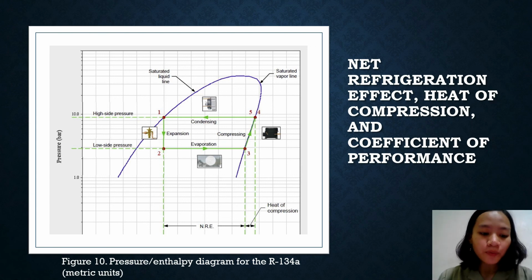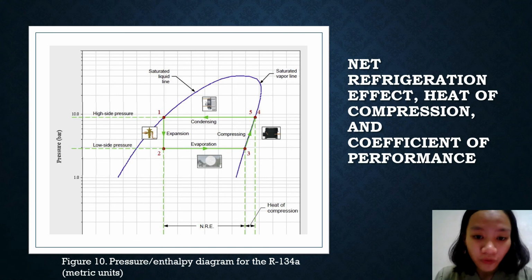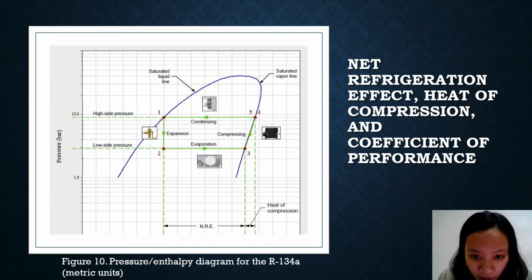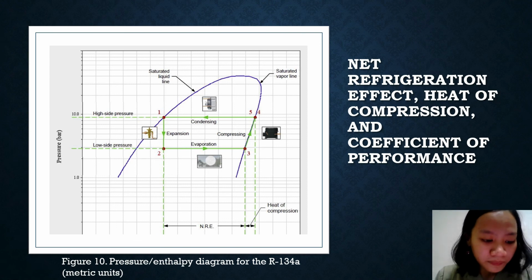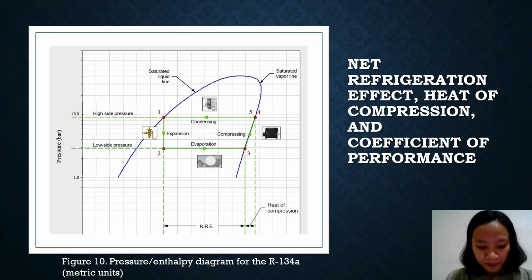The heat of compression is the enthalpy added to the vapor, mainly by the work done by the compressor. It is determined by drawing vertical lines downward from points 3 and 4, which is here and there, 4. The difference on the enthalpy horizontal axis where the lines cross this axis is equal to the heat of compression.